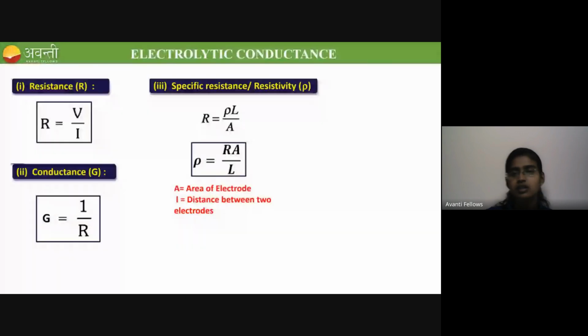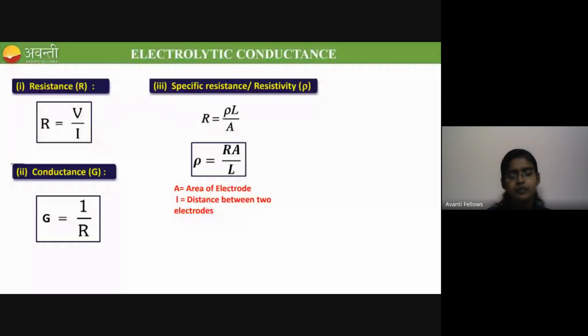And moving on to the electrolytic conductance topic. We are going to see 6 formulas here. The first 3 are on the screen for you. The first formula is resistance. Resistance is equal to V by I. And conductance is denoted by G. Conductance is the reciprocal of resistance, right? So G is equal to 1 by R.